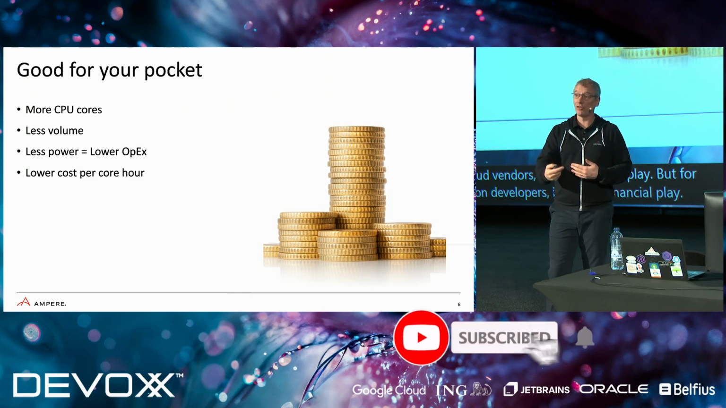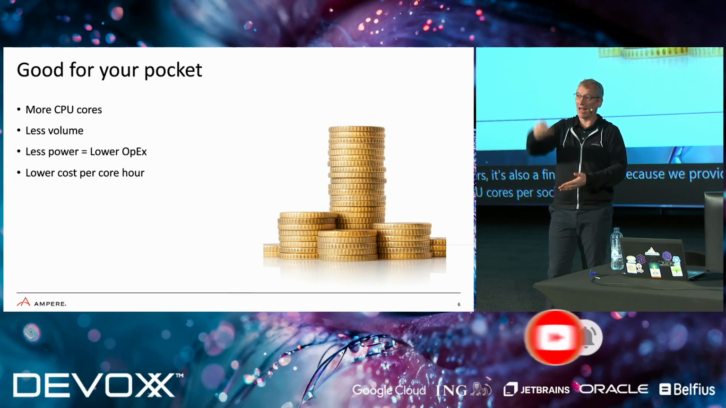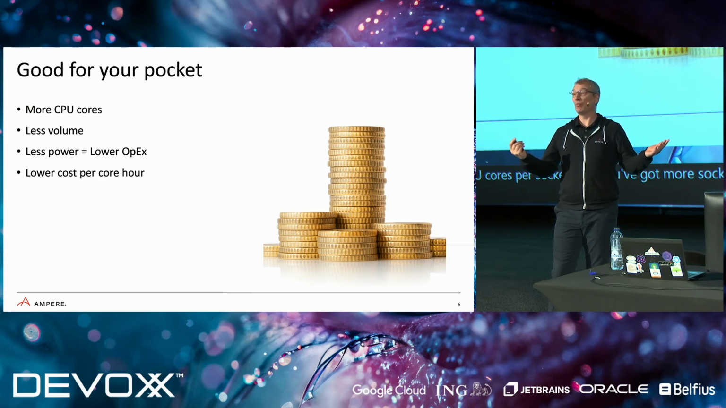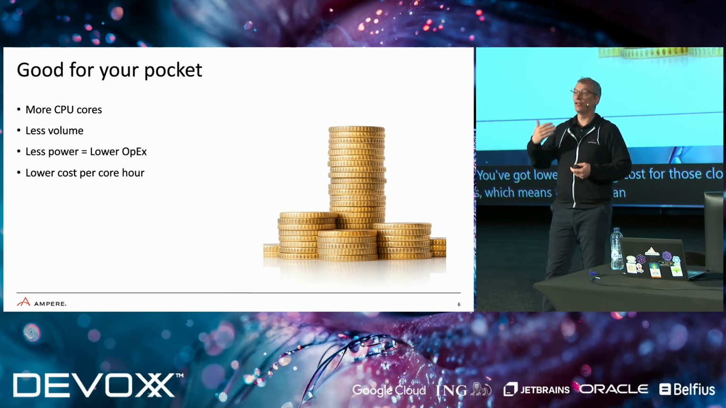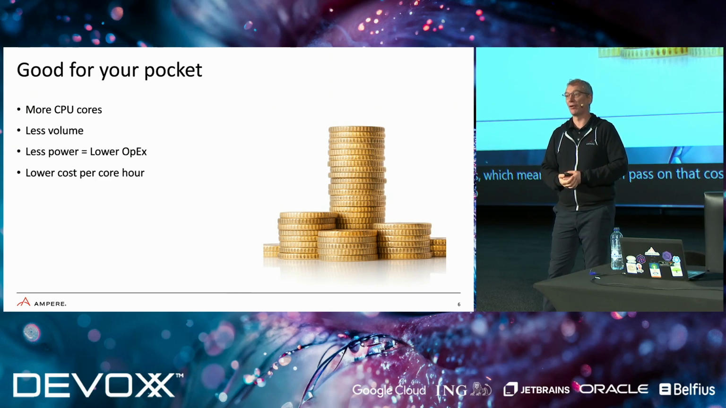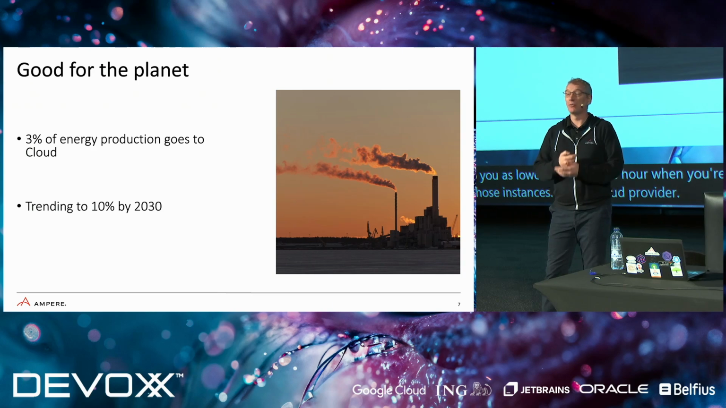Because we provide more CPU cores per socket, and you've got more sockets per rack, you've got lower operating cost for those cloud providers, which means that they can pass on that cost saving to you as lower cost per core hour when you're renting those instances from a cloud provider. And finally, it's good for the planet. I talked about low power already.